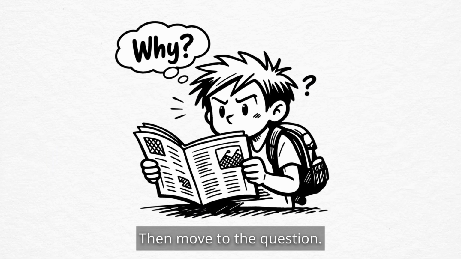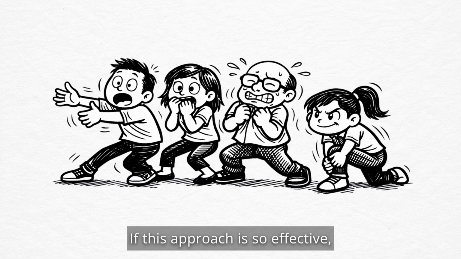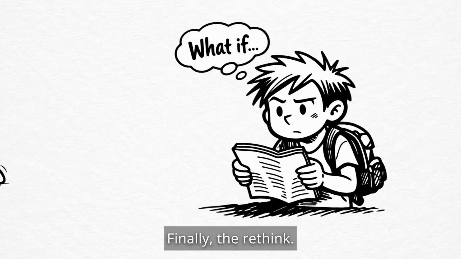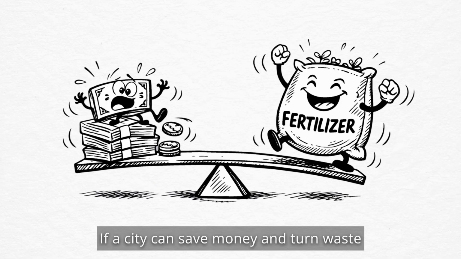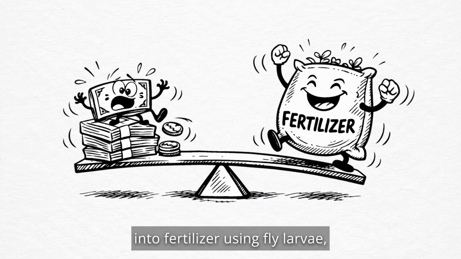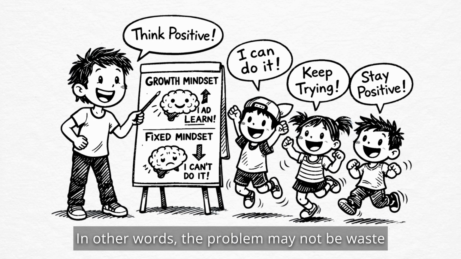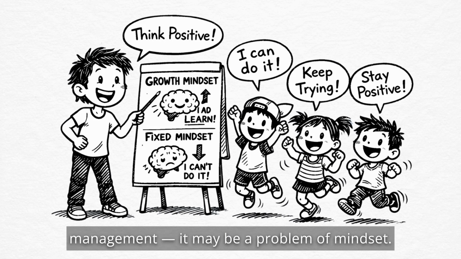Then move to the question: if this approach is so effective, why isn't everyone doing it? What's holding it back? Finally, the rethink. If a city can save money and turn waste into fertilizer using fly larvae, then the bigger barrier might simply be our instinctive disgust toward insects. In other words, the problem may not be waste management, it may be a problem of mindset.